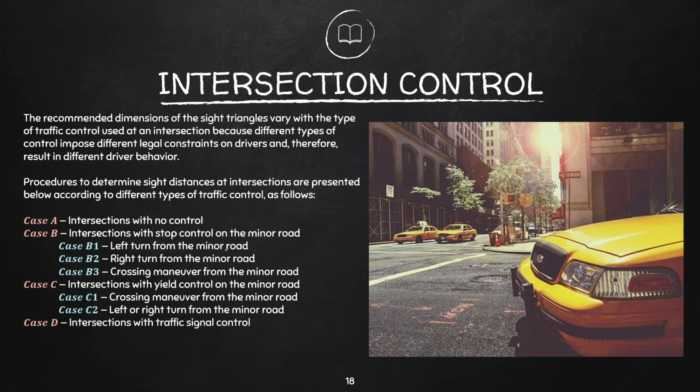Case D is intersections with traffic signal control. This one is easier. Case E is intersection with all-way stop control, meaning there are stop controls or stop signs at each portion of the intersection. Case F, left turns from the major road.